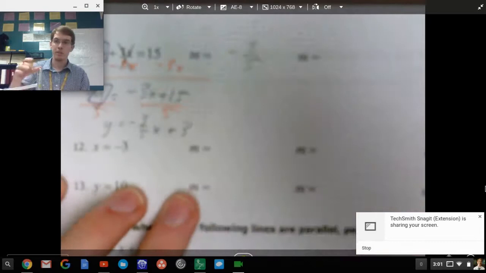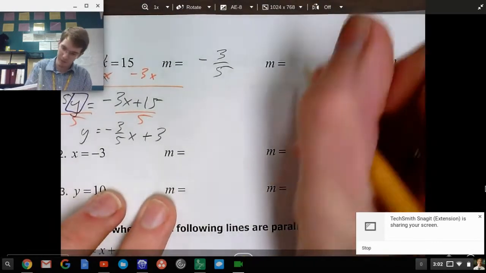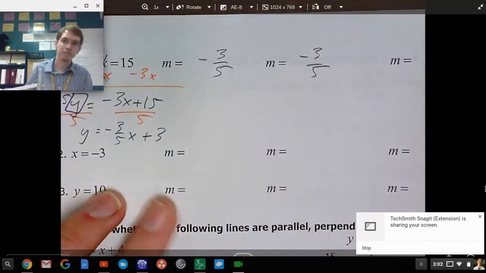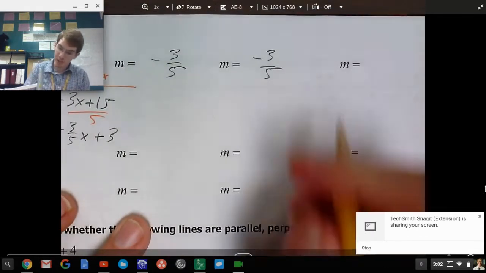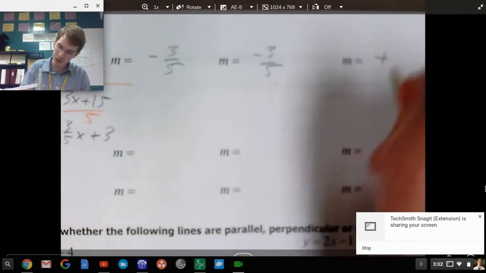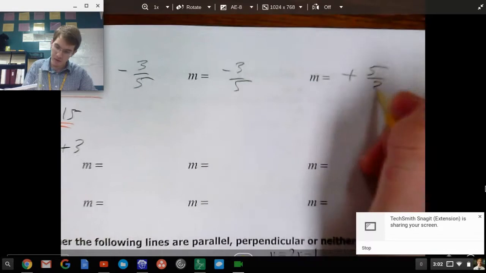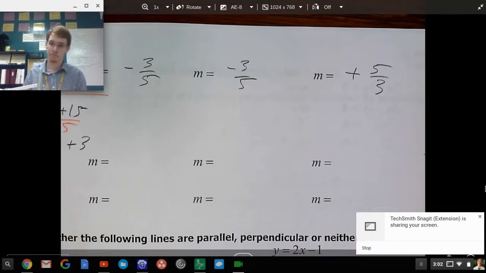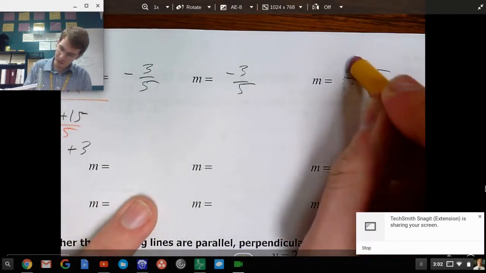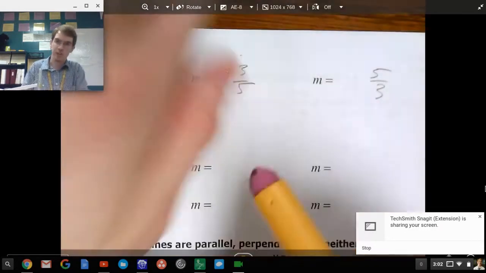So that means that the parallel slope is also negative 3/5. So then the perpendicular goes from negative to positive. The change there, positive, and flip the fraction. So 5/3. And I really don't have to write that plus right there, but I can. It's just not something we traditionally or conventionally do.